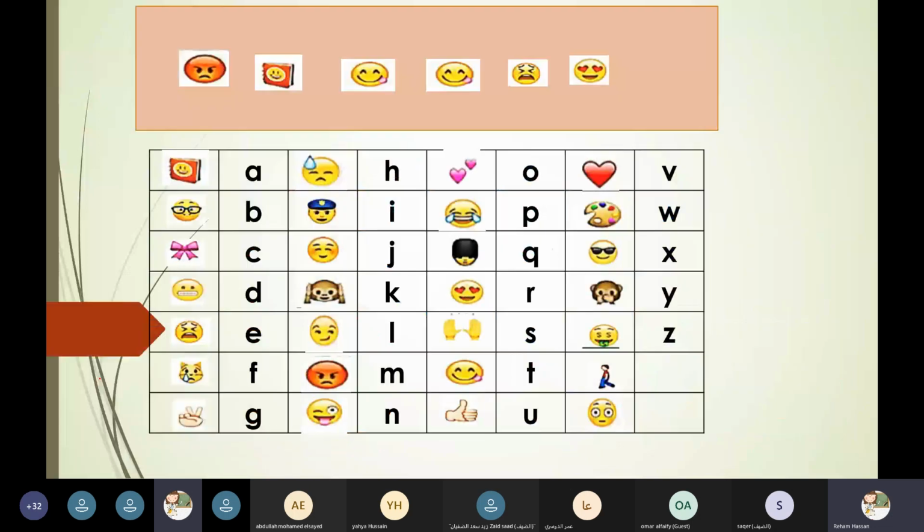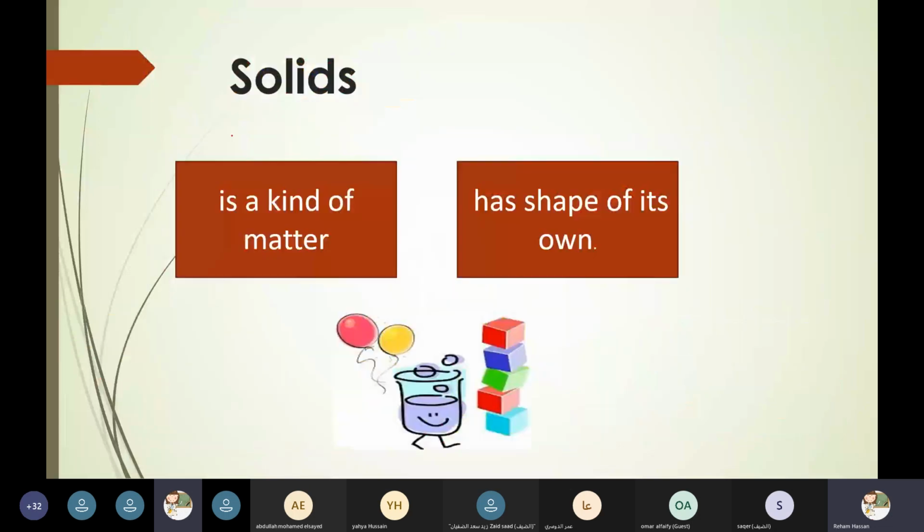Number one, what about the solid? Solid is a kind of matter. Yes, Hamad, tell me quickly, honey. Solid is a kind of matter and has its own shape. Amazing, honey. Thank you so much.